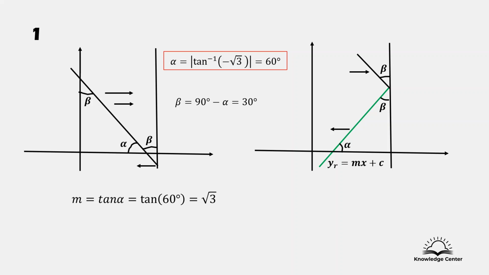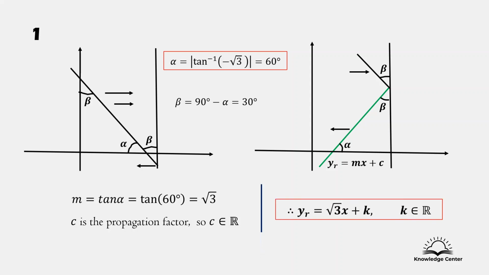So tangent of 60 degrees just gives us √3, and hence c is the propagation factor, again, as we saw previously. And so we can conveniently say that the equation for the reflected wavefront should be given by y arrow equals √3x plus k, where k is just some real constant. Again, k must be defined in terms of the frequency of the wave and its wavelength.